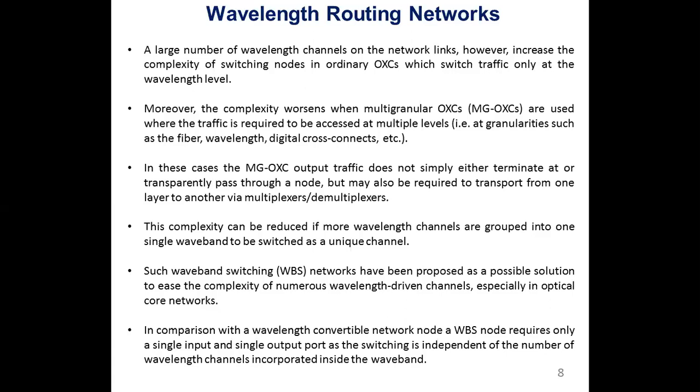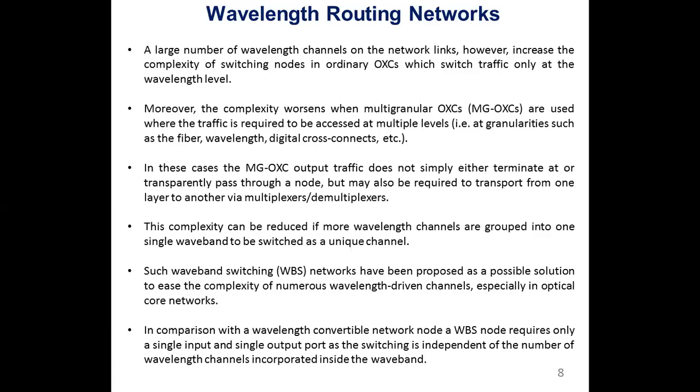And in those cases, such kind of wavelength routing networks may not be very good. So the multi-granular OXC as compared to the static OXC will not simply end or pass through a node. It may also be required to transport from one layer to the other layer using a multiplexer or demultiplexer. So there are techniques to reduce this complexity if more users or wavelength channels are grouped into one waveband, and this waveband can then be switched as a unique channel. We are combining many channels together, many wavelengths together, and we are calling them a waveband, and this entire waveband is then transmitted as a single channel.